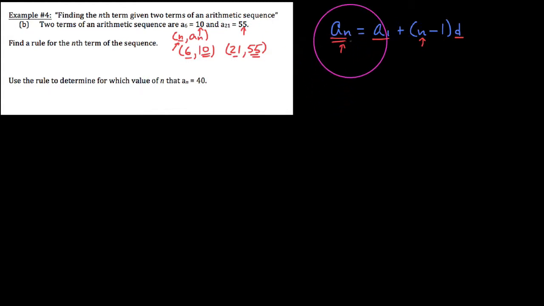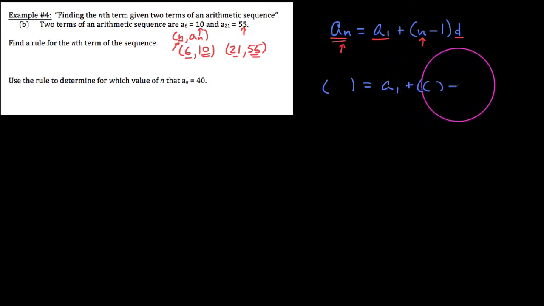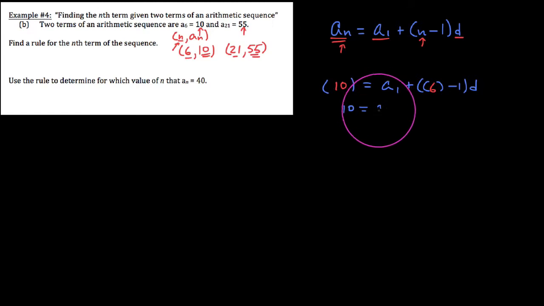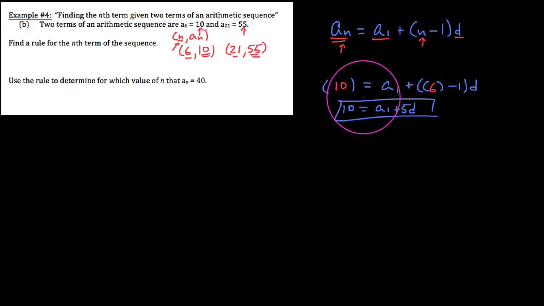We can take this rule and substitute in for what we do know and not for what we don't know. I'm going to write it like this. I know that my sixth term is 10, so the value of my term would be 10 if the term is the sixth term. We can clean this up and say that 10 is equal to a1 plus 6 minus 1 times d, so we might as well just say this plus 5d. I'm going to put a box around this because this is one of our equations that we need.